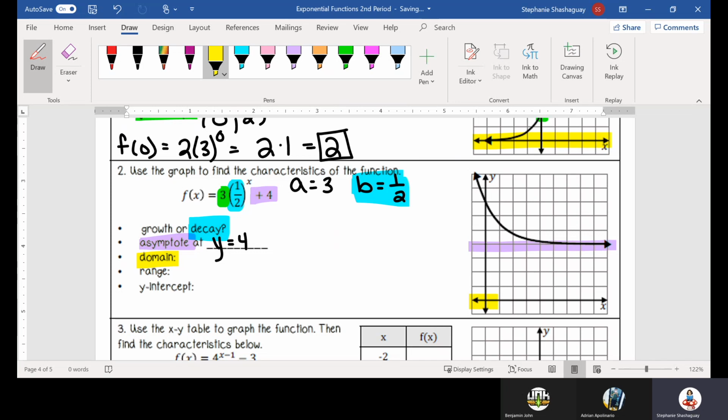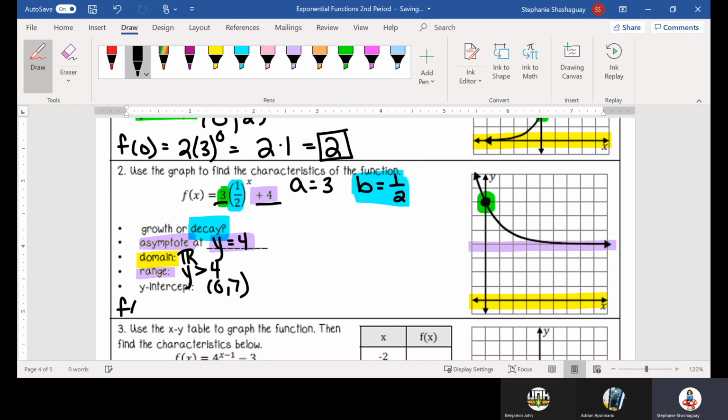My domain, all my possible x values, well, that's going to be all real numbers. My range, again, is going to relate back to my asymptote. So it's going to be y is greater than 4. My y-intercept now, because I have this 3 and the 4, is going to be 7. And if you look over here at the graph, you can see right here that your y-intercept is at 7.